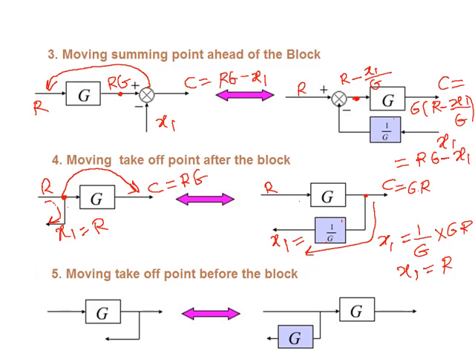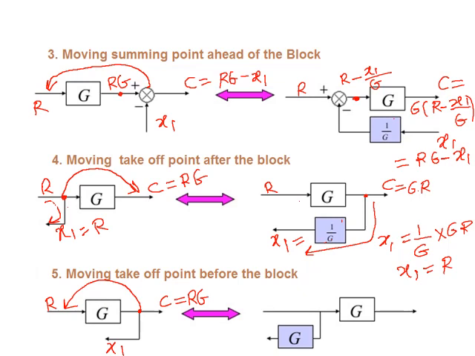What is rule number 5? Rule number 5 is moving the takeoff point before the block. Look at this, this is the takeoff point. What we want to do is shift this takeoff point before the block. So again I will check. I will label the nodes: this is input, output, and this signal I will label as x1. So what will be the output? C is equal to RG.